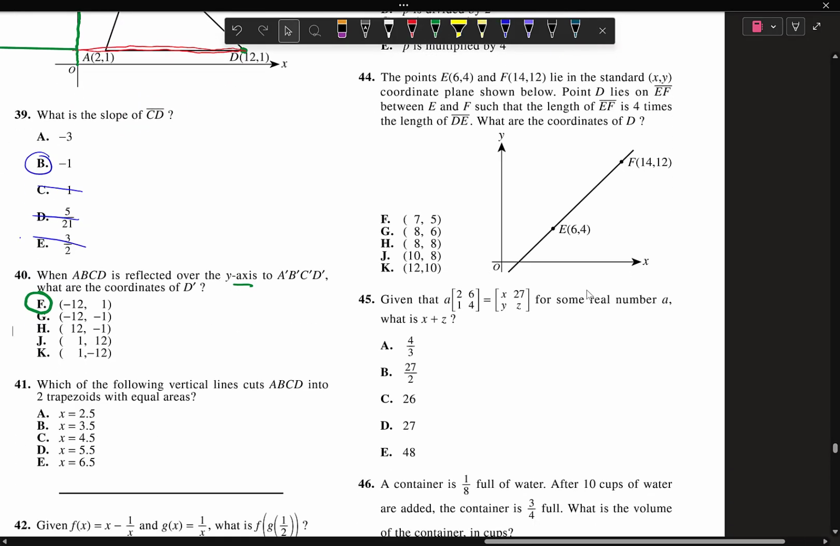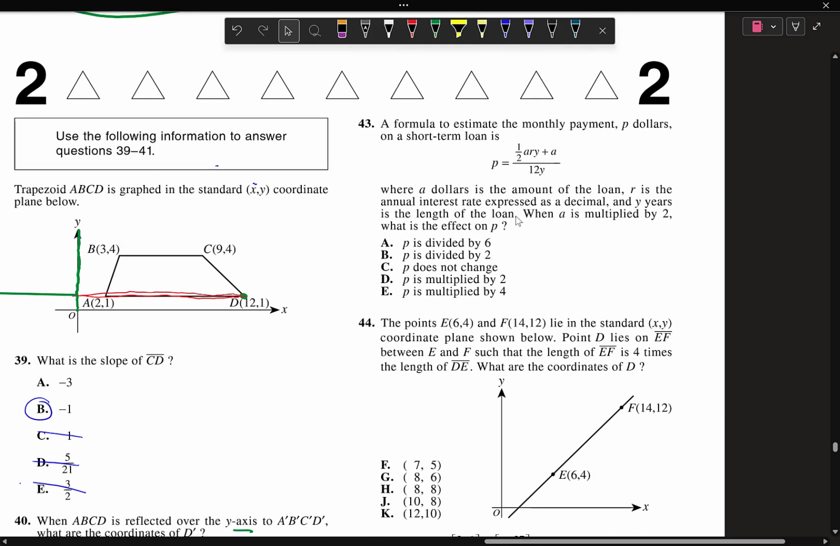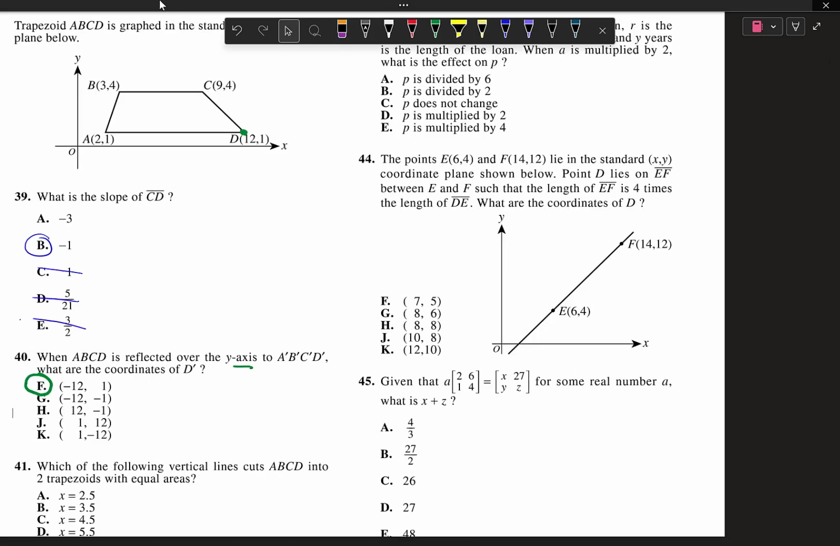41, which of the following vertical lines cuts ABCD into two trapezoids with equal areas? So visually, it would be helpful if we had some grid lines down here at the bottom, at least for me. So this is obviously 2 out. This is about 9. This is 12. And then point B is 3. So let's just work this backwards.